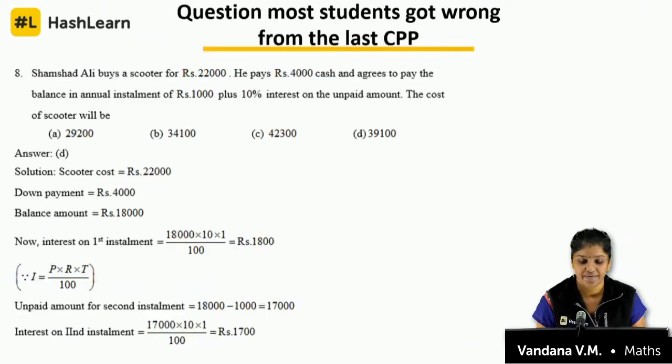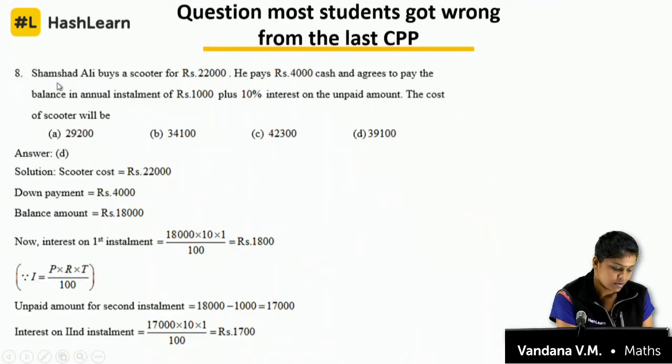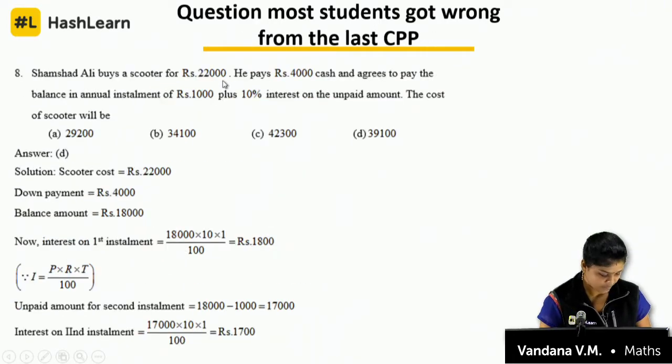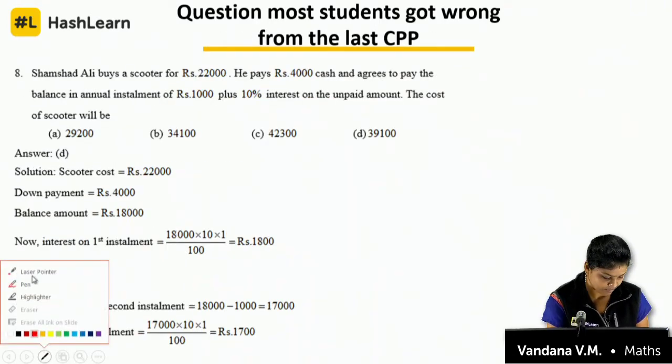Here goes your CPP question. Shamshad Ali buys a scooter for 22,000. Just a minute, children, it's not writing. Just a minute.